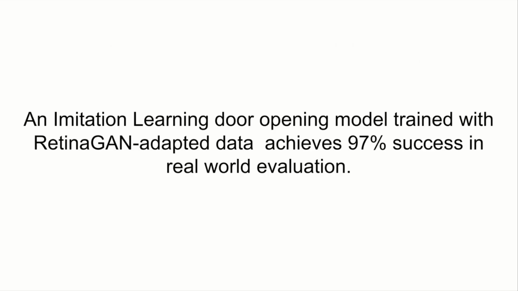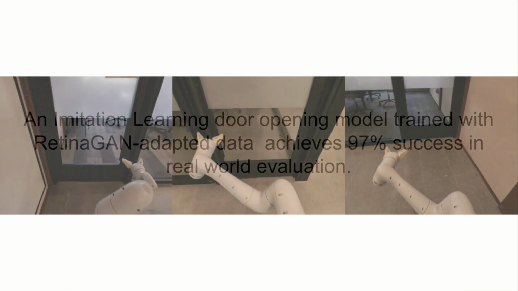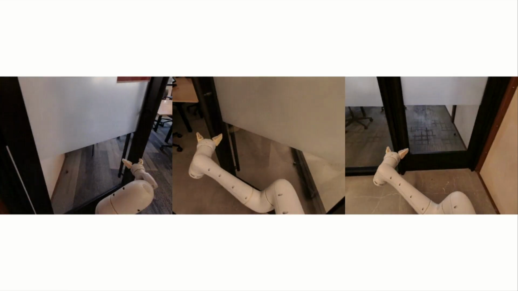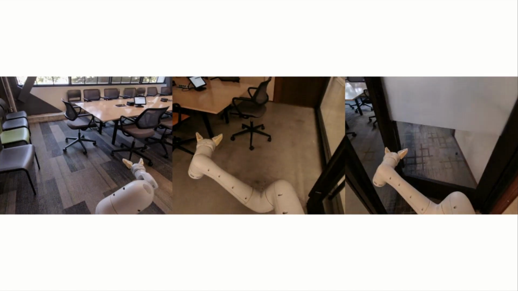In real-world evaluation, we showed that an imitation learning door opening model trained with RetinaGAN adapted data achieves 97% success rate in opening doors and entering rooms. We visualize evaluation episodes of the real-world door opening task here.